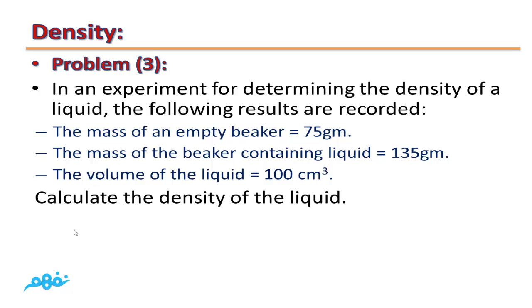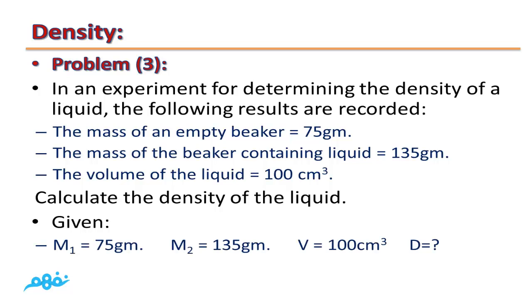As you can see here, we have two masses, while in the previous problem we have two volumes. I think you know what we have to do in this problem. Given mass 1, which is the mass of the empty beaker, equals 75 gram. Mass 2, which is the mass of the beaker and liquid, equals 135 gram. Volume of the liquid equals 100 cubic centimeter and density is unknown.